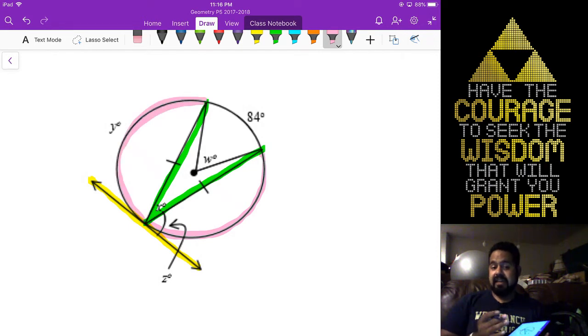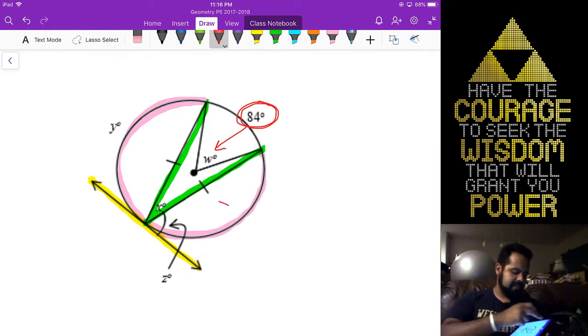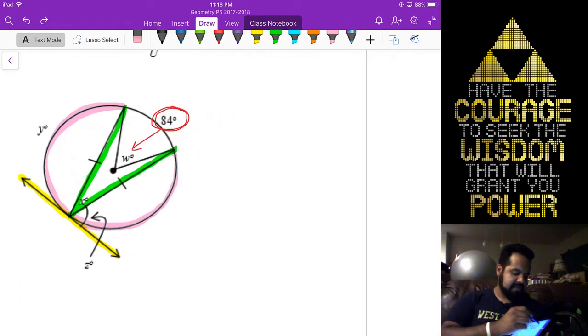Now we're going to get to how to find those. In order to do that, we need this 84 degrees. Right away we can find W because W is a central angle. 84 degrees is the measure of the arc. So W is going to equal 84 degrees.